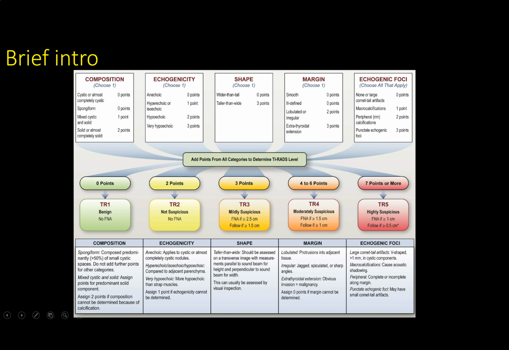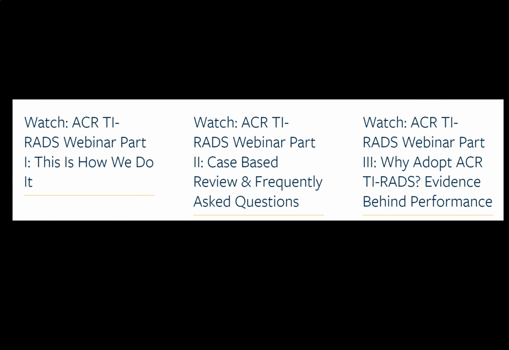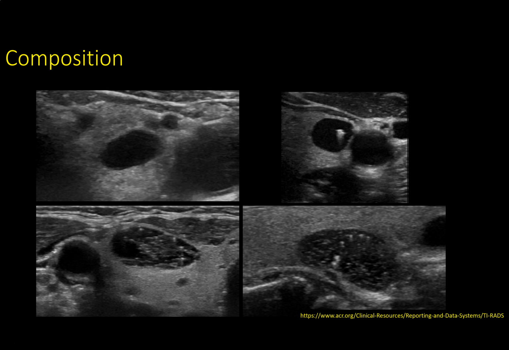Now, I'm assuming you have already been briefed on TIRADS somewhat, but it is important we take a whirlwind tour of the appearances that appear in this chart. Again, a lot of these images are taken from the ACR teaching materials on their website, and I do recommend you check out the webinars. Starting off, we will start with composition. Cystic, colloid cystic, and spongiform. Characterizing all of these is important.